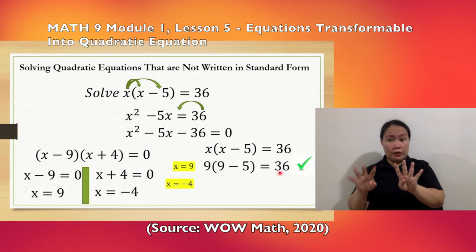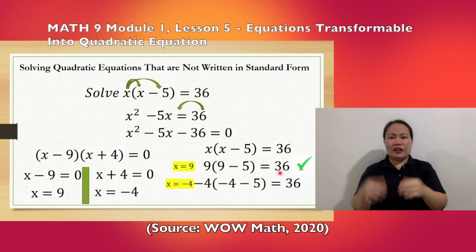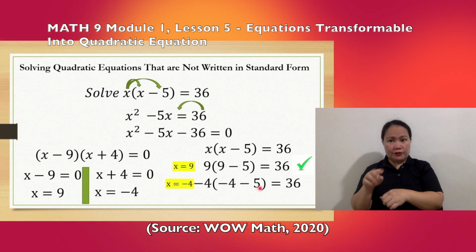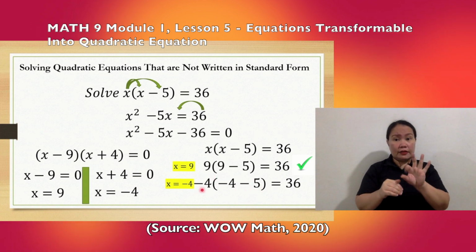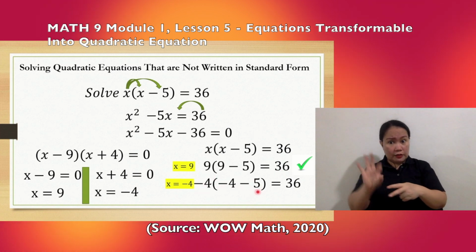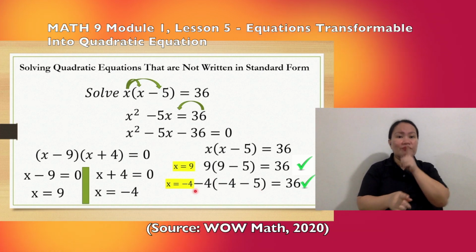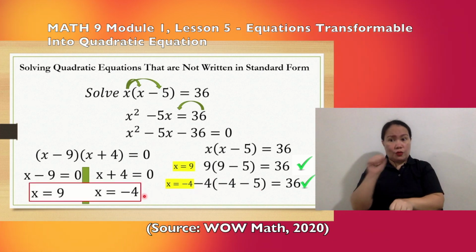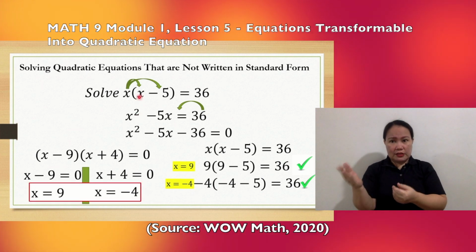Next, negative 4. Substitute natin si negative 4. So, negative 4 times negative 4 minus 5. And negative 4 minus 5 is negative 9 times negative 4. That is positive 36. Also, a true solution. So, therefore, 9 and negative 4 is a part of the solution of this equation.